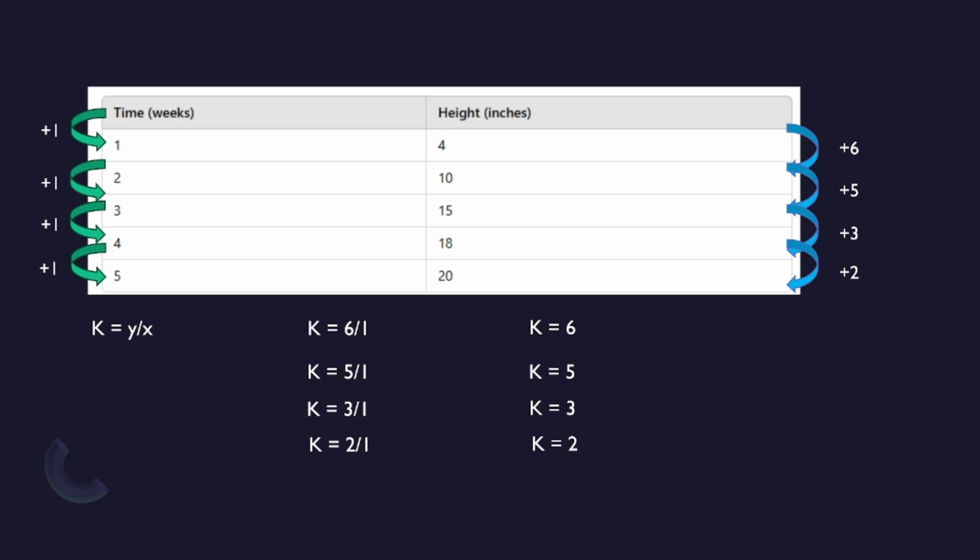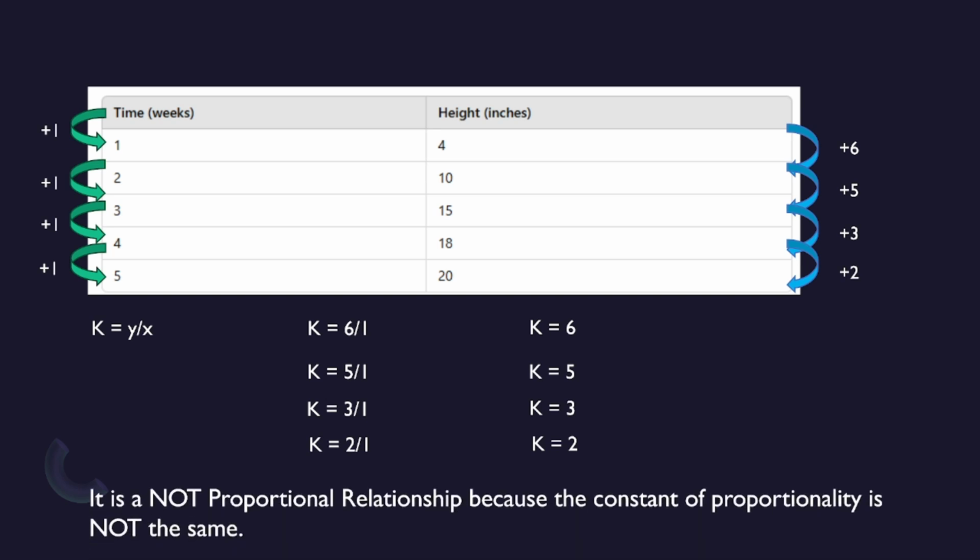What does that mean? It means it is not a proportional relationship because the constant of proportionality is not the same. Meaning that the k values are not the same. It has to be the same. Only one. It can't be different numbers.